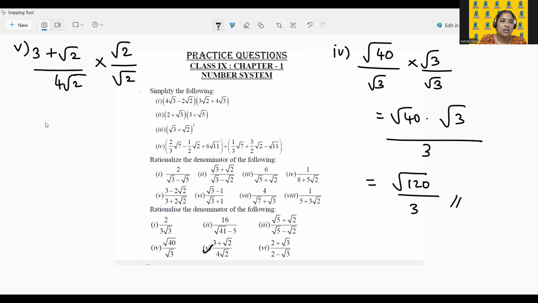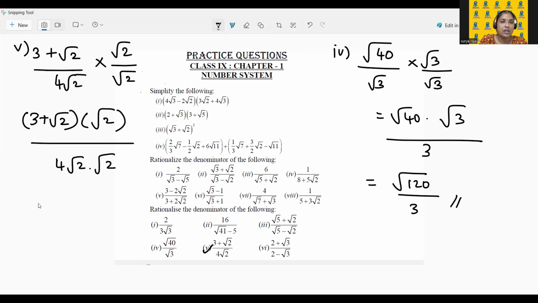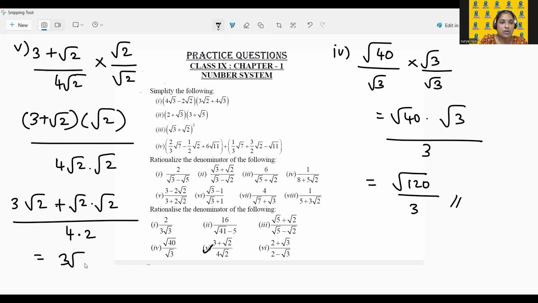Now, 3 plus square root of 2 times square root of 2 by 4 root 2 times root 2. Now, let me do expanding using distributive law. 3 plus root of 2 times root of 2 over 4 times 2, which is nothing but root of 2 times root of 2 is 2. 3 root 2 plus 2 over 8. That's all.